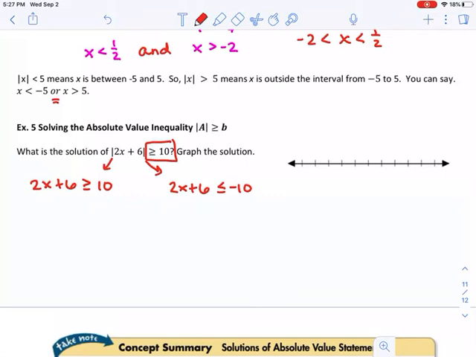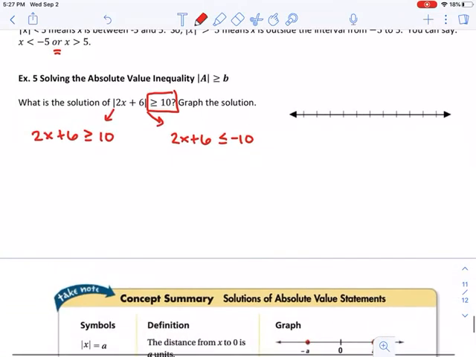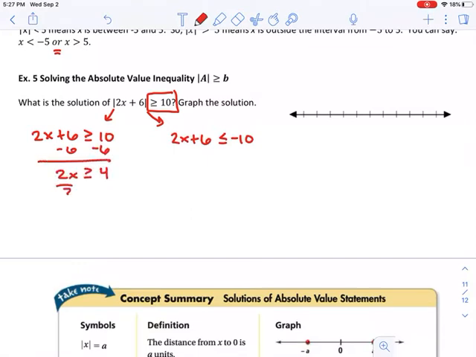So our 2 bars, 2 problems, let's solve those down. That means that we are subtracting 6. So 2x is greater than or equal to 4. Dividing by 2, x is greater than or equal to 2. Solving down my other problem, subtracting 6, 2x is less than or equal to -16. Dividing by 2 gives us x is less than or equal to -8.